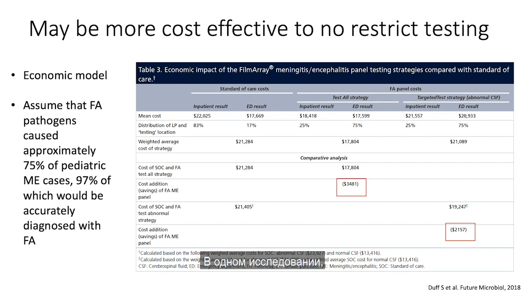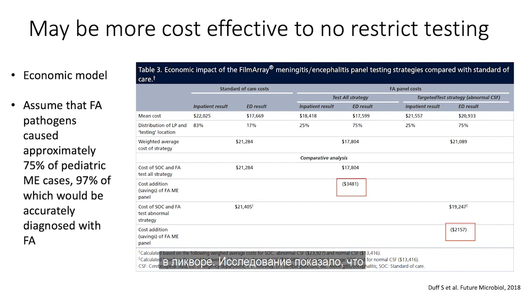There was one study published in 2018 that looked at the cost effectiveness of offering the FilmArray panel in all patients versus in patients that had pleocytosis. They developed an economic model in Excel and looked at three categories: patients that only had standard of care testing, which is listed here, patients with FilmArray testing on all patients, and then patients with FilmArray testing only on CSFs that were considered abnormal.